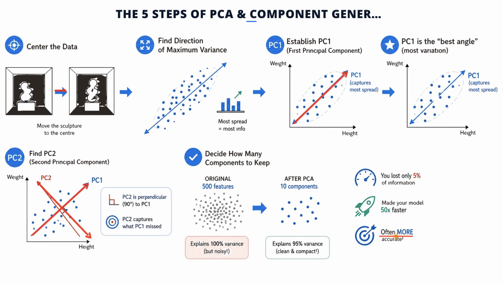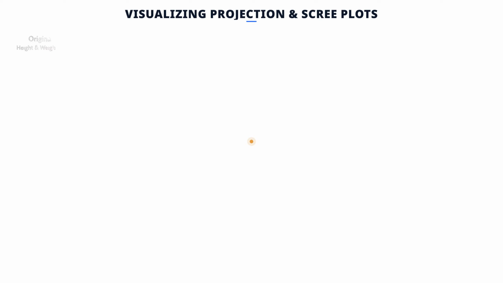Now that we understand the process, we can visualize the mechanics of this transformation using a specific example of 1000 people's height and weight. Here we have our original two-dimensional data. The x-axis represents height and the y-axis represents weight. Notice how the dots form a distinct diagonal cluster, because naturally, taller people tend to weigh more.